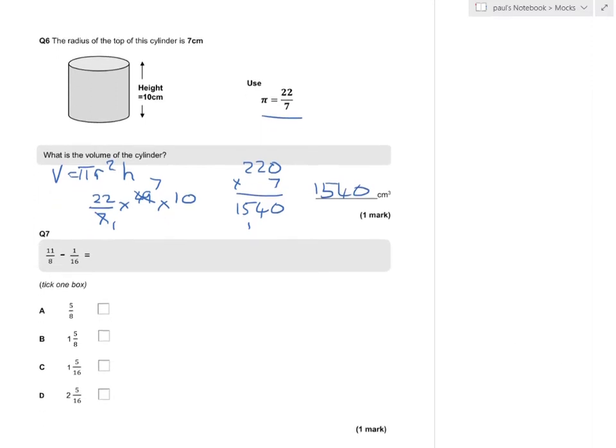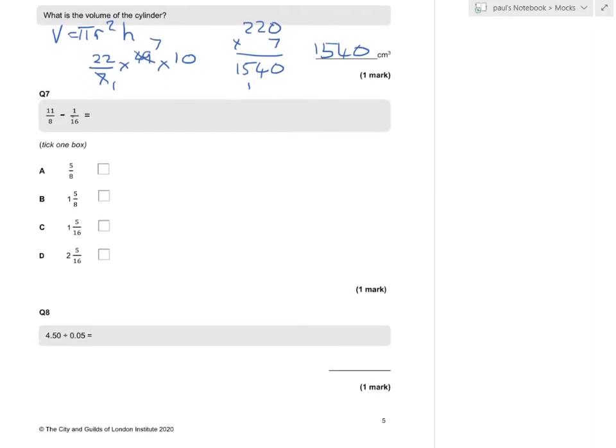Yeah, I didn't like that one. 11 eighths take away a 16th. What's our answer going to be in eighths or 16ths? Alright, 11 over 8, take away 1 over 16.